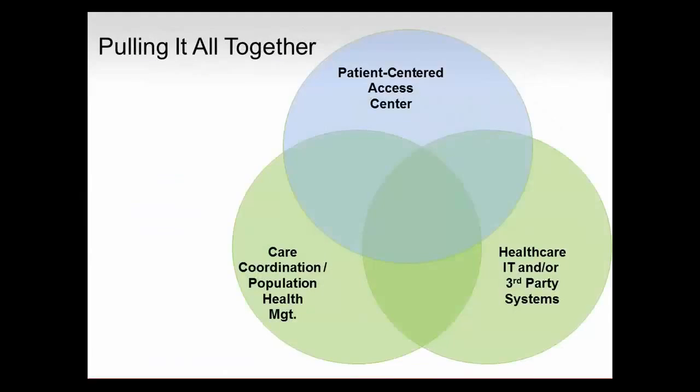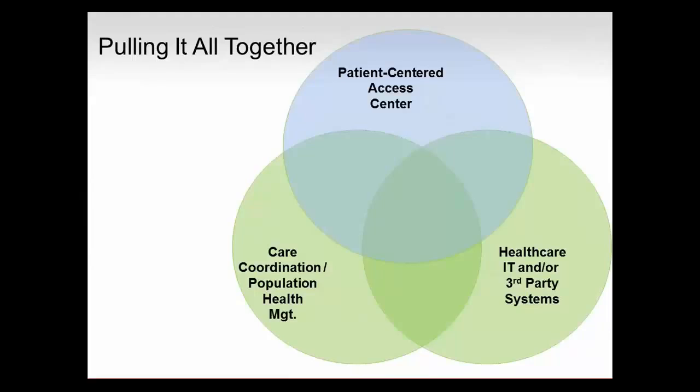So how do you pull it all together? The way I look at this is there are three key components to the overall solution. This ties back to your care coordination strategy, your population health strategy, your access center strategy. They're all intertwined. Your patients are communicating with your hospital or health system on a regular basis across multiple touch points. So certainly you have your IT considerations.